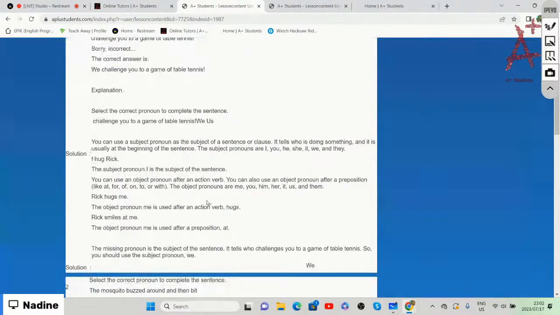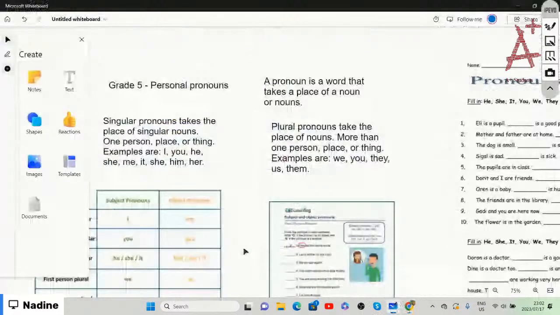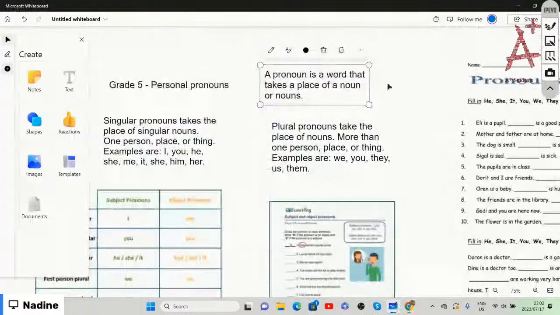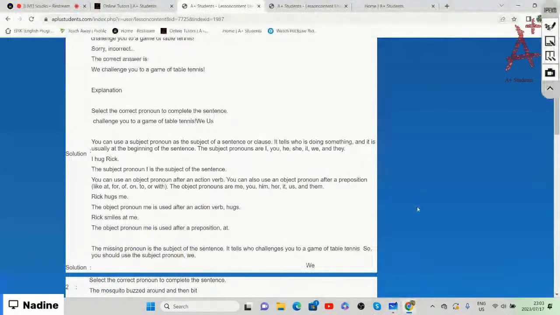Okay, so before we start, a pronoun, right? So a pronoun, it's a word that takes the place of a noun or nouns, right? So instead of saying the person's name, or instead of, for example, making mention of a specific place or of a specific thing, you can maybe use words like it, him, her, she, me, you, etc. Right? So those are pronouns.